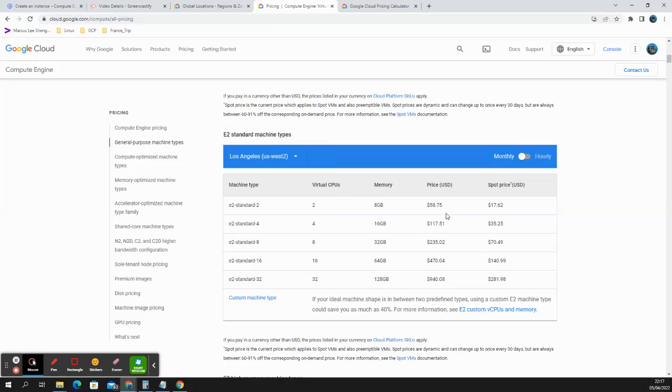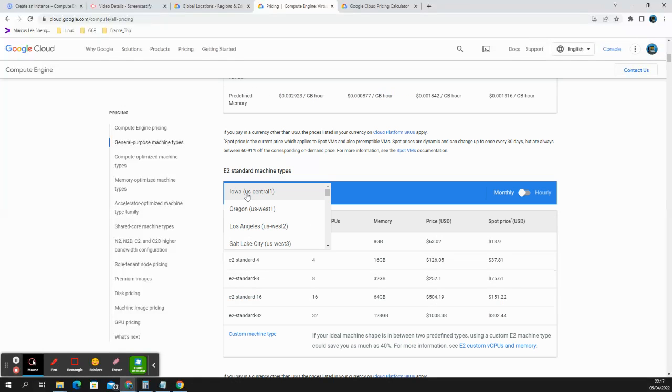If I go to Los Angeles, it goes up to $58. If I go to where I'm based in the UK, if I go to London, $63, even though I'm closer to London because I'm based in the UK. So still, in terms of pound for pound or dollar to dollar, as we're looking at it, it's still better for me to use Iowa, US Central 1. So that's a way you can determine the price of your VM.